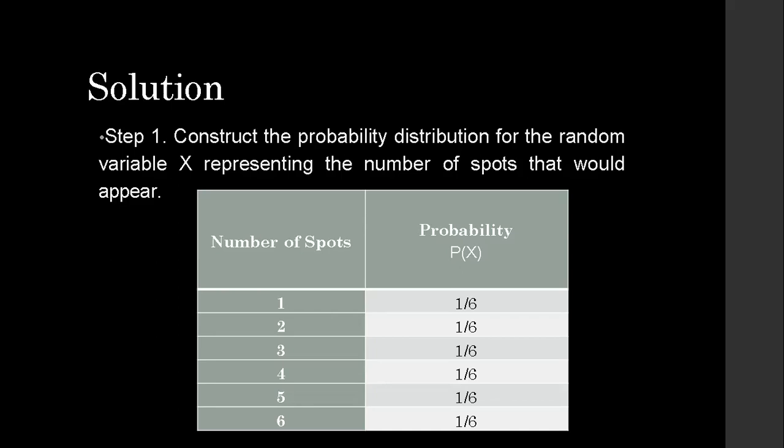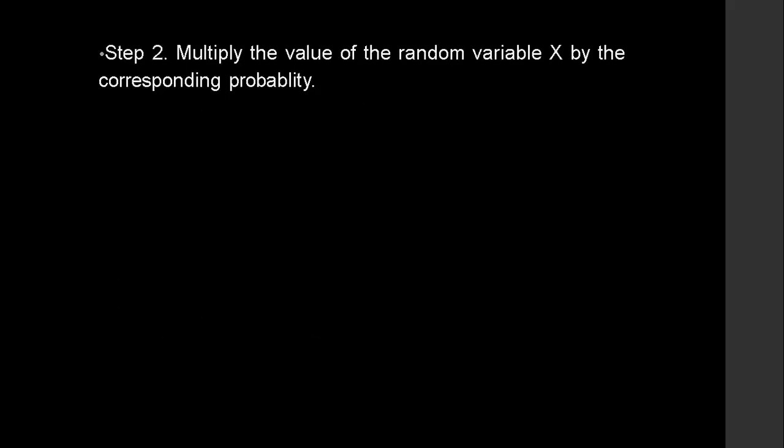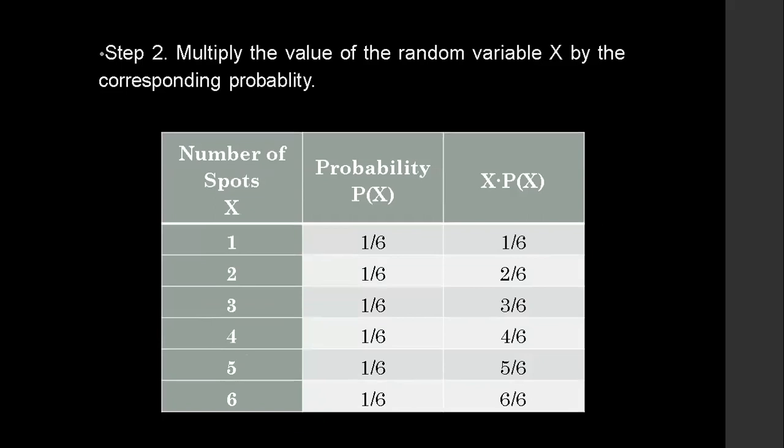Yan yung unang step. Okay, step 1 natin, tandaan yung gagawin natin ng probability distribution. Then, represent natin kung ano yung meron dun sa number of spots na a-appear. Then, for step 2, we're going to multiply the value of a random variable x by the corresponding probability. Ayan. So, magdadagdag ulit tayo ng another table to the right. So, magkakaroon tayo dyan ng x times p(x) or the random variable times the probability. So, yung x daw natin, which is the number of spots, i-multiply natin sa probability. Isa-isa.